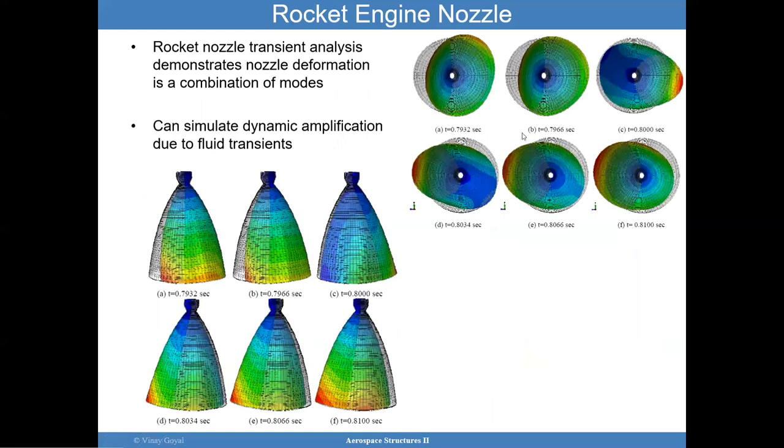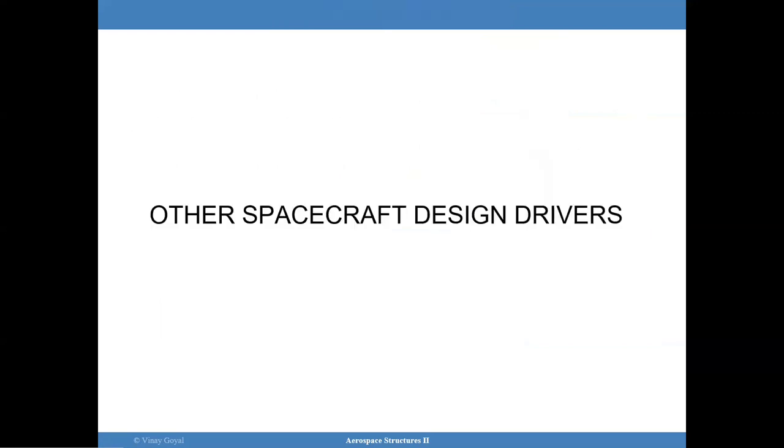If you were to perform a transient simulation, you will see bending of the structure, you're going to see ovaling of the structure, and you can then determine whether the structure can break due to these fluid transients and whether dynamic amplifications are occurring. So that's the two applications for rocket engines.